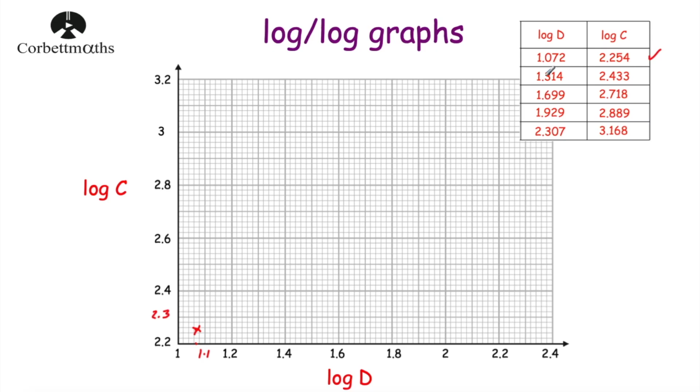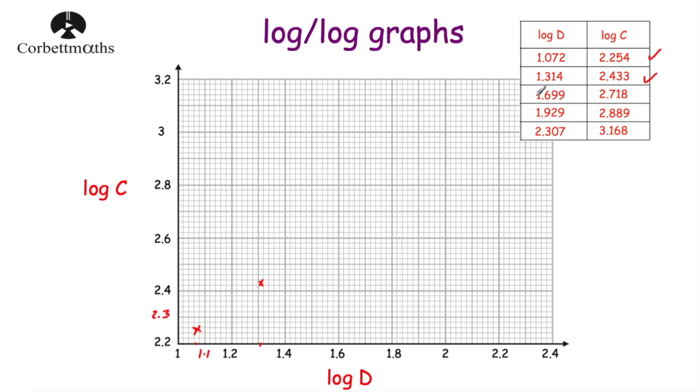Okay, our next point, 1.314 and 2.433, so roughly 1.3 and 2.4, that's what I'm going to plot here. So 1.314, so 1.3 would be there, 1.32 would be there, so 1.31 would be in the middle, so it's going to be roughly in the middle there. Then we're going to go up to 2.43, so 2.4 is here, 2.42 would be there, 2.44 would be there, so 2.43 would be in the middle there somewhere. So that's going to be our next point there. Okay, so we've plotted that point.